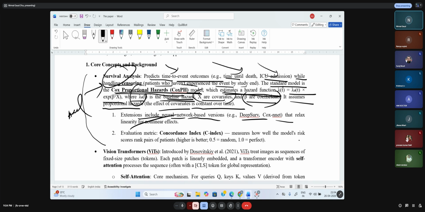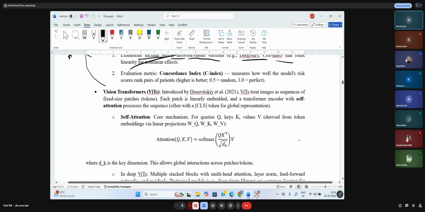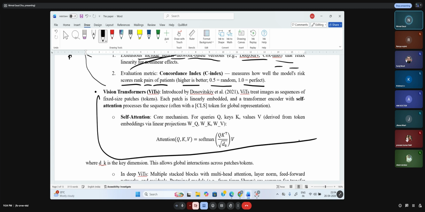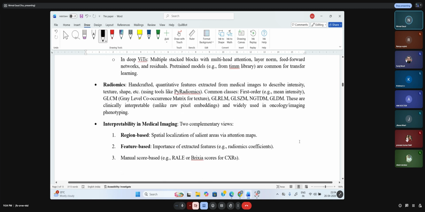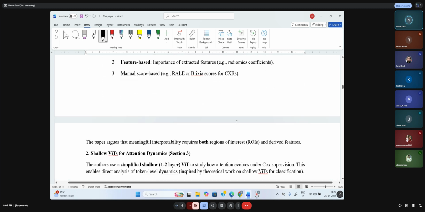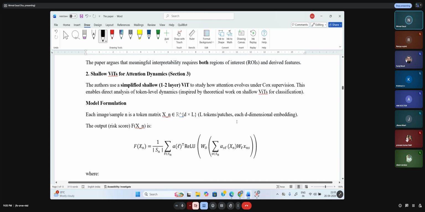Fine. There are some index values that measure how well the model's risk scores rank pairs of patients: higher is better, 0.5 is random, and 1 is perfect. And the vision transformer you are well aware of, so there is no issue reading about it. Radiomics you know very well; I already explained this.